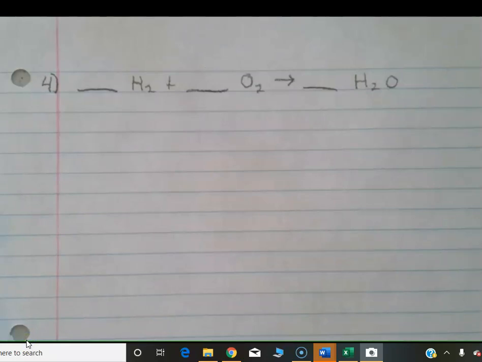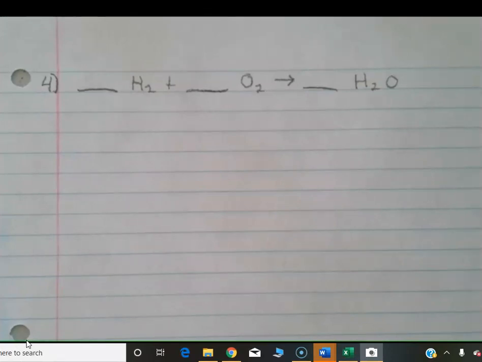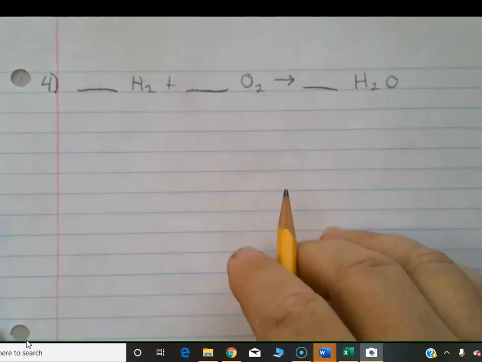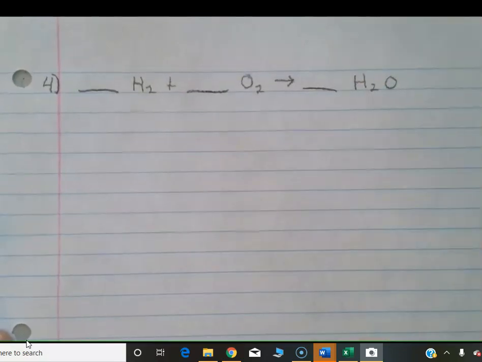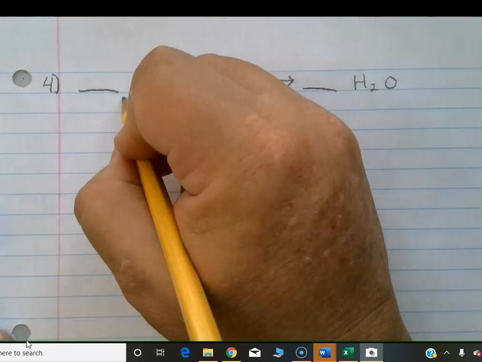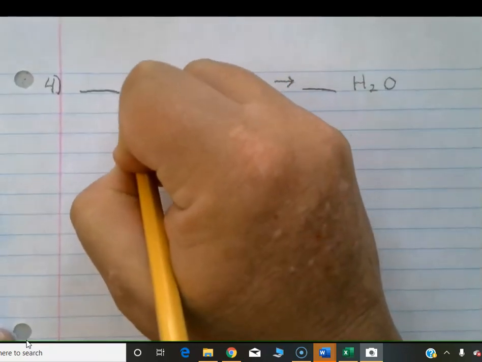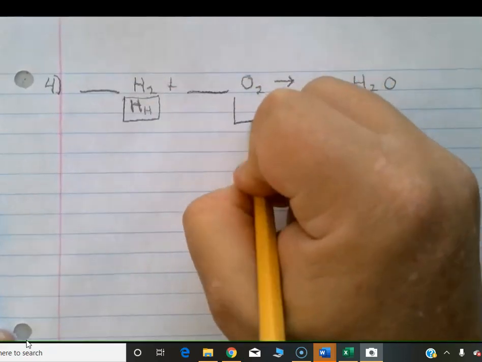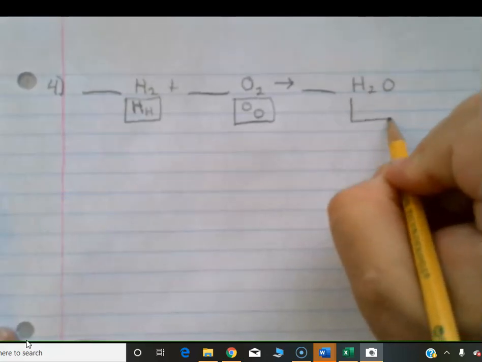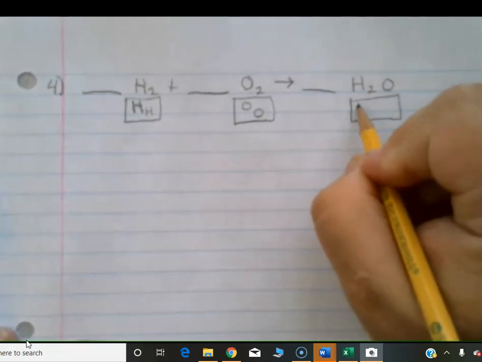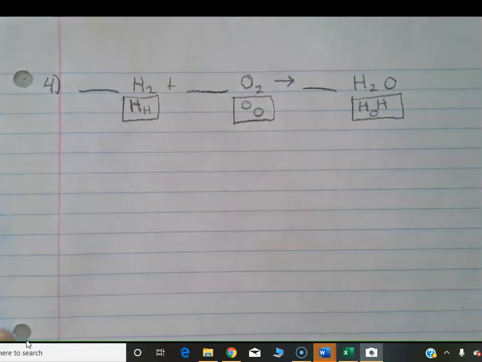Okay, this next problem, number 4, we're going to make some water from hydrogen gas and oxygen gas. And we'll use the box method this time. We'll flip back and forth between those. So I'm going to create a box here with hydrogen and hydrogen, and one here with 2 oxygen atoms, and one here with a water molecule. You break the water molecule into its component atoms, 2H and an O.